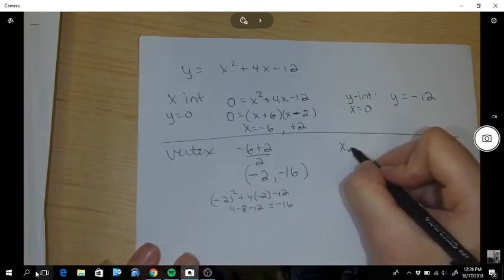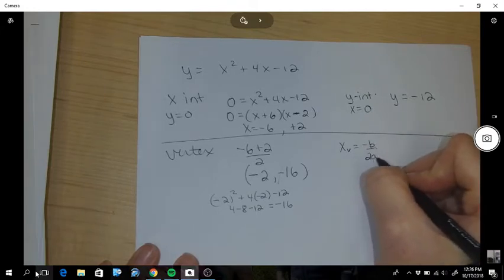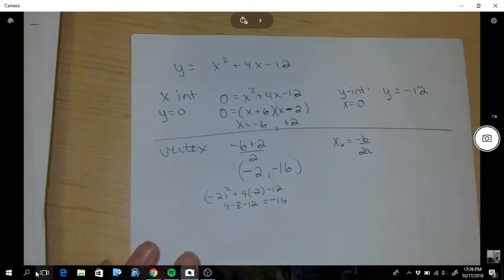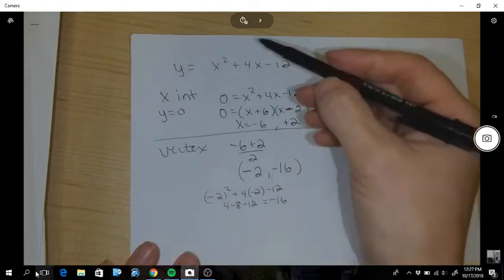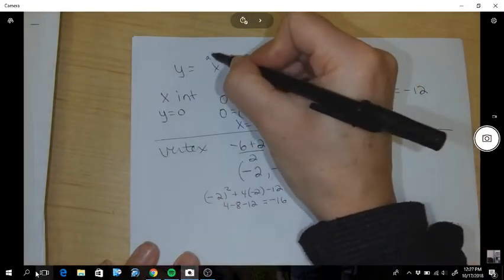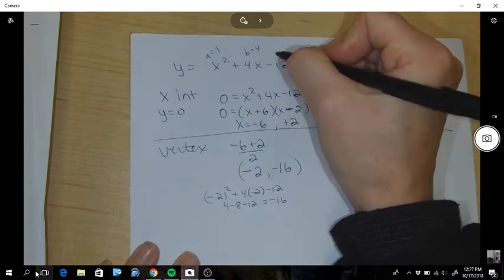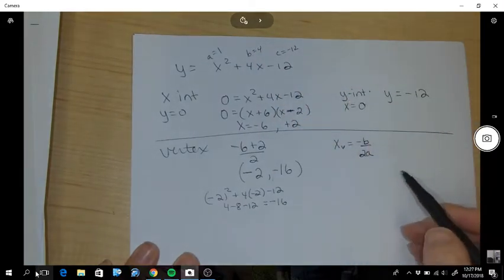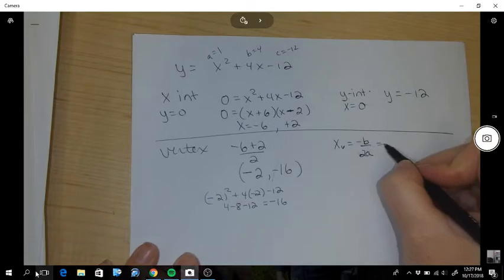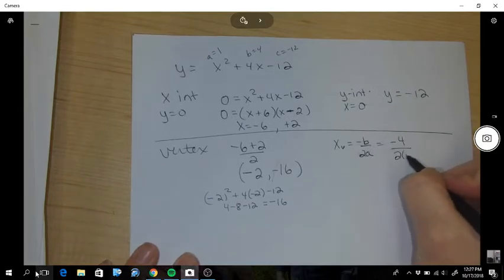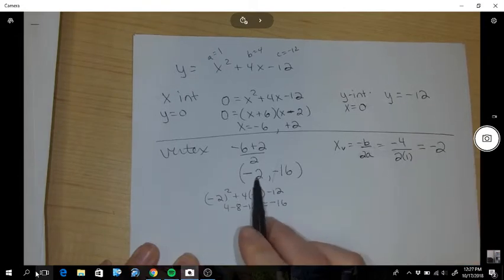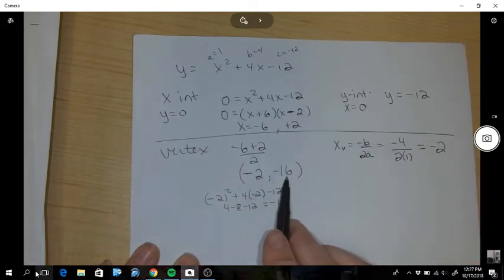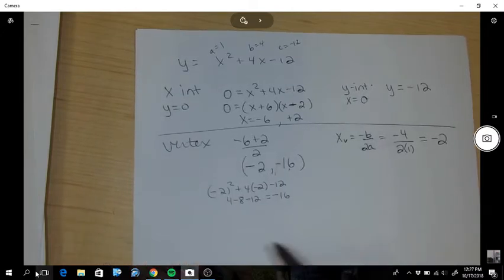Okay, let's double check. Let's just use this little formula, -b over 2a. My a is 1, my b is 4, my c is -12. So -4 over 2 times 1 is -2. And there we go, that's the x of our vertex. We're obviously going to plug it in the same way and get that.